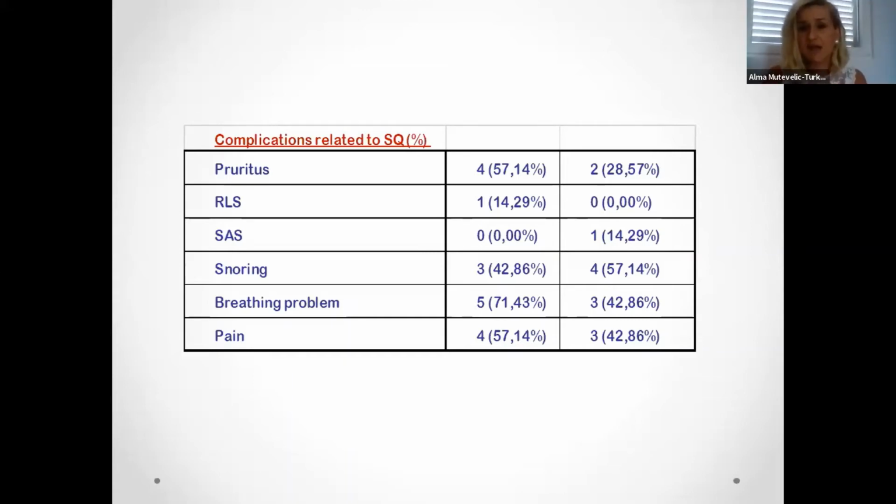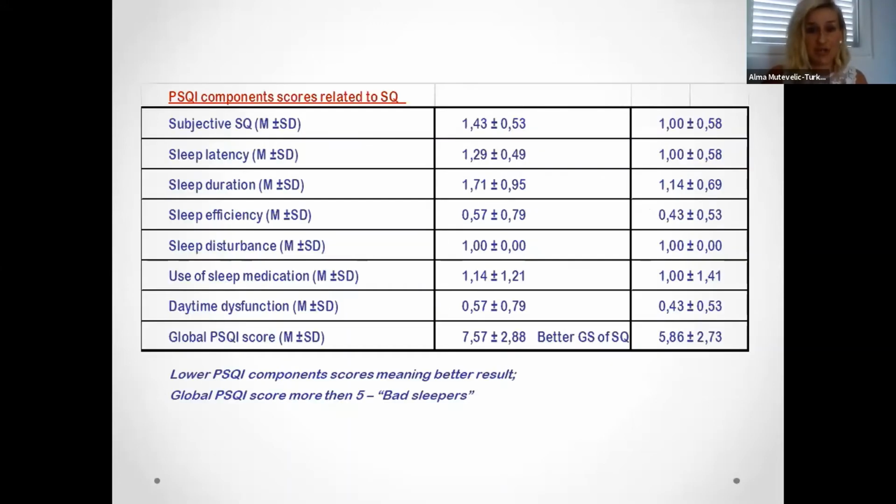Our psychologist, Mrs. Badema Cengic, did a questionnaire before and after receiving hemoperfusion. Before receiving hemoperfusion, our patients were listed as bad sleepers, as you can see here at this global PSQI score, which means that a higher level of this score means that they were bad sleepers. After introducing this hemoperfusion method, after a follow-up period, we did the same score, and we noticed that these patients turned out to be better sleepers. So this was one of the benefits of our hemoperfusion treatment.